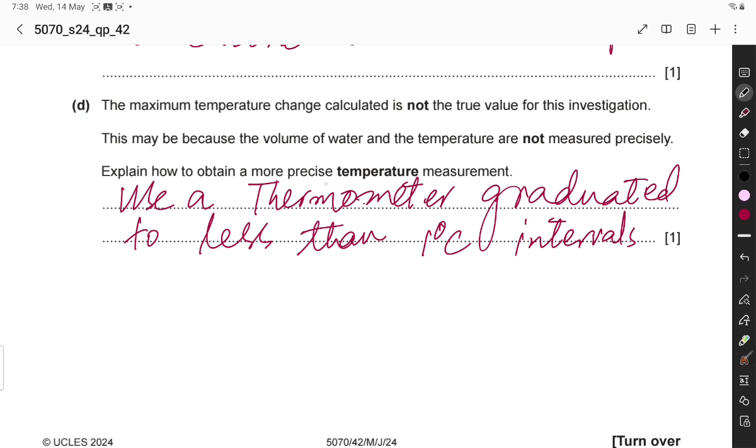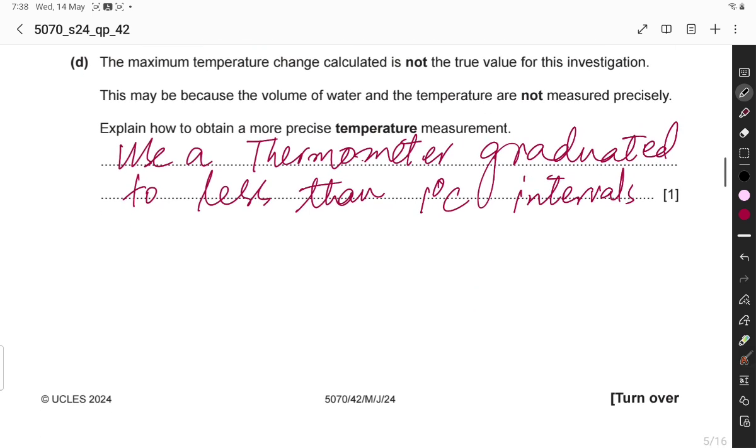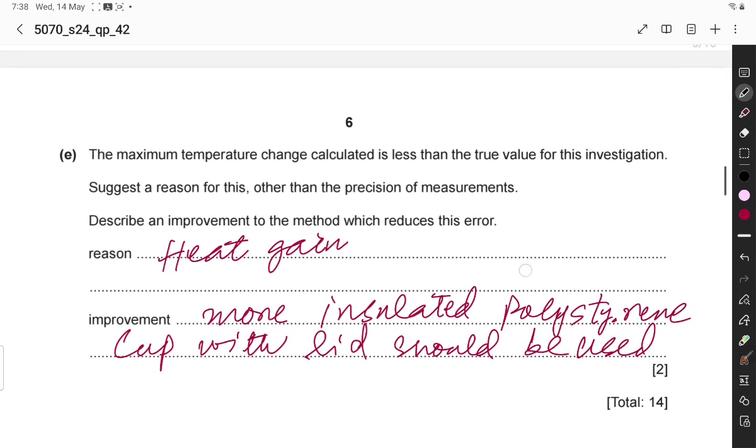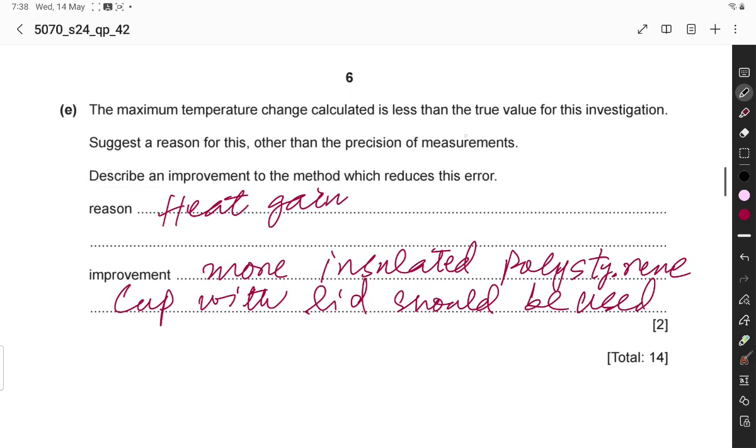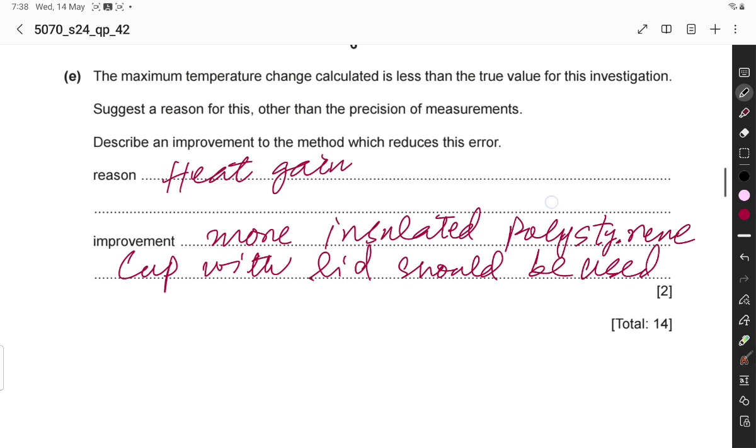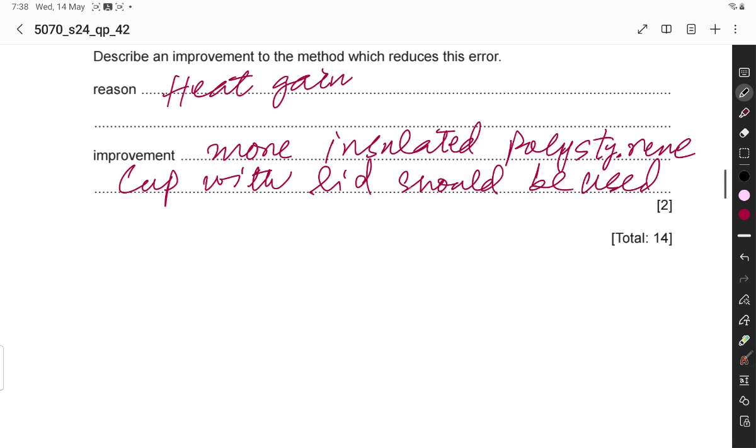Explain how to obtain a more precise temperature measurement. Use a thermometer graduated to less than 1 degree Celsius intervals. The maximum temperature change calculated is less than the true value for this investigation. Suggest a reason for this other than the precision of measurements. Describe an improvement to the method which reduces this error. The reason is heat gain from the surroundings. An improvement is that a more insulated polystyrene cup with a lid should be used.